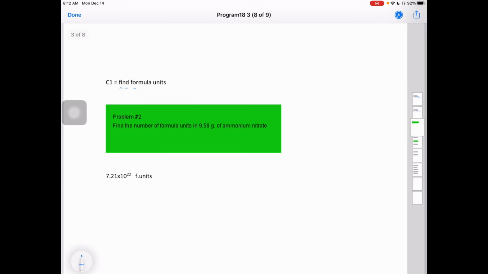Okay, this next problem is finding formula units. What a formula unit is, it's the smallest piece of an ionic compound. So there are 6.02 times 10 to the 23rd formula units in a mole. Just like in carbon, there's 6.02 times 10 to the 23rd atoms of carbon in 1 mole, which is 12 grams of carbon. But for a compound, the molar mass is the formula mass. So let's do that in a moment. Equals 1 mole. That'll be my conversion.